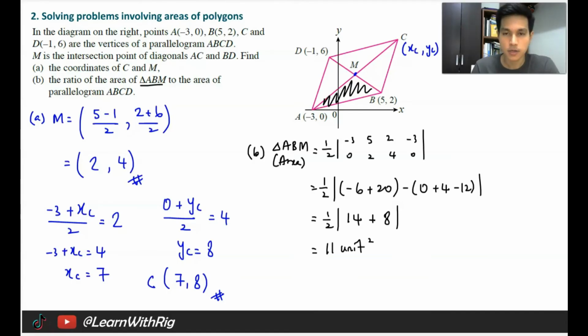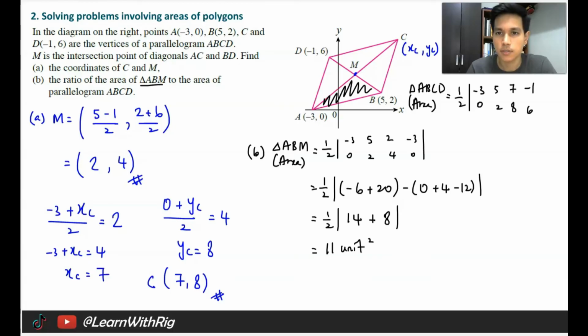Okay, so this is the area of ABM. Now you want to find the area of ABCD. Okay, I don't have much space here. So the area of ABCD is equal to 1 over 2. So what we have, A is negative 3, 0, then 5, 2. C value is 7, 8, negative 1, 6, and the last one is negative 3, 0.